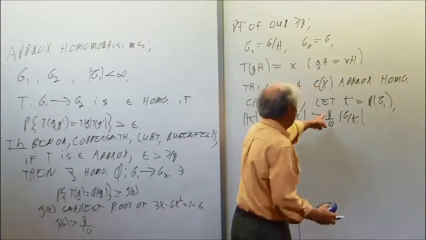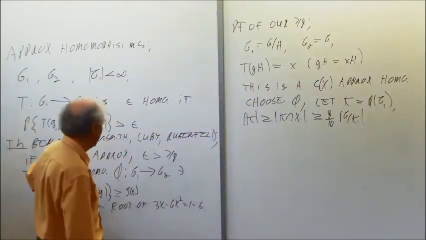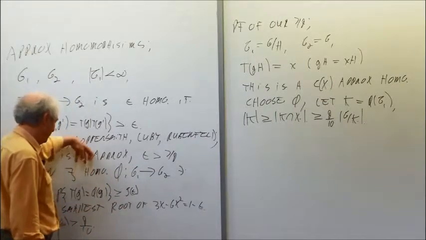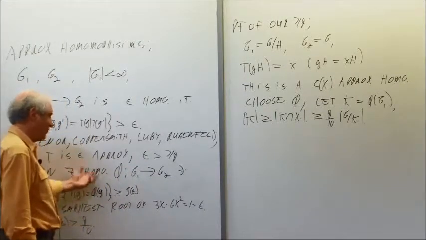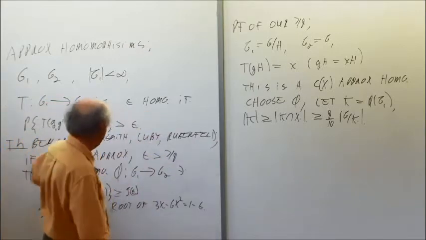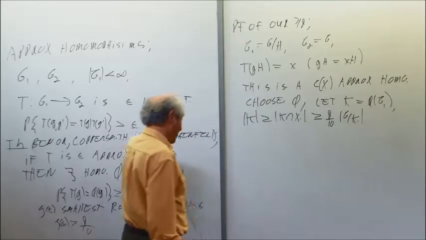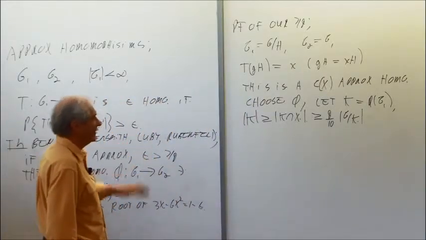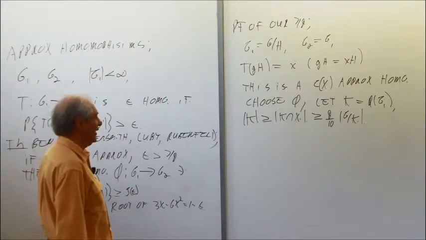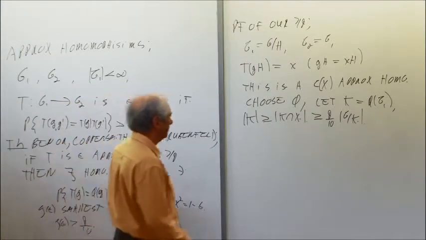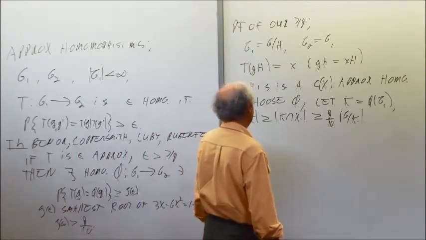So that's this 9/10, right? The chance that these two things agree is bigger than 9/10, and so the chance is, pick something in G1 at random, and that's the size of G1. So we have that inequality going for us. And now, what is there to say? Well, let's see what there is to say.